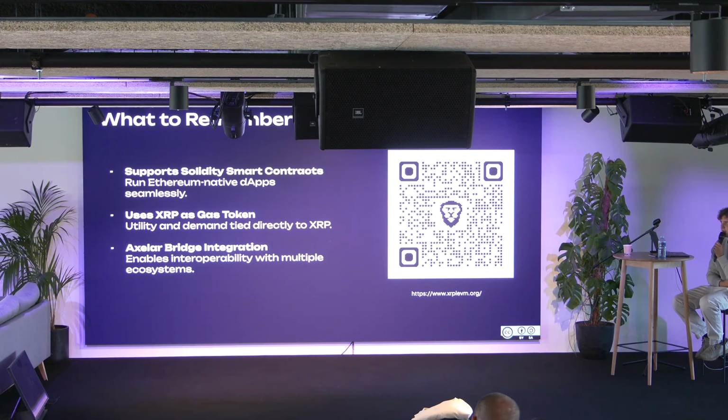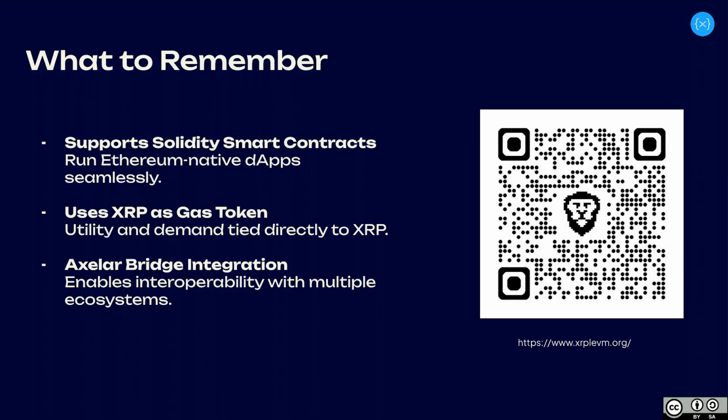And I don't know if Matisse is there, but you will have a presentation of Axelar this afternoon. So what to remember is that this chain supports Solidity smart contracts, which allows you to run Ethereum-native dApps seamlessly. It uses XRP as a gas token, which means that there is utility and demand tied directly to XRP. So if your app uses a lot of XRP, then there is demand for XRP, the price goes up and so on. And the bridge is managed through Axelar. On the QR code there, this is the website of the EVM, where you will be able to find most of the docs. And I think that's it. Yeah, that's it. So I will just put the QR code there.